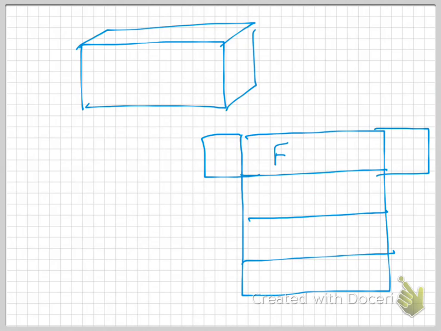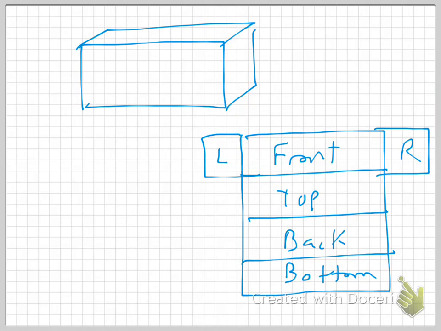This could be the front. This could be the top. This could be the back. This could be the bottom. And this is the left side, and this is the right side. I find the area of this thing, and then I find the area of this thing, and then this thing, and this thing, and then this thing, and then what do I do with all those areas? Add them together. That's the total area of the object.